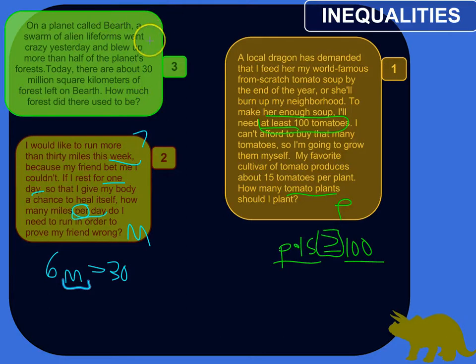Last one, number 3, and I'll write the stuff down. Okay, so on a planet called Birth, a swarm of alien life forms went crazy yesterday and blew up more than half of the planet's forests. Today there are about 30 million square kilometers of forest left on Birth. How much forest did there used to be?